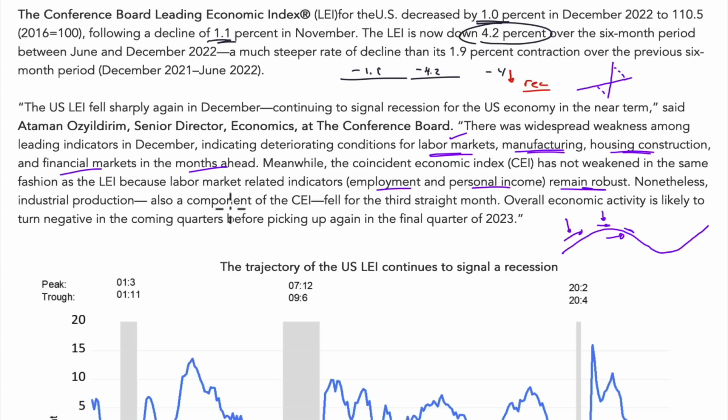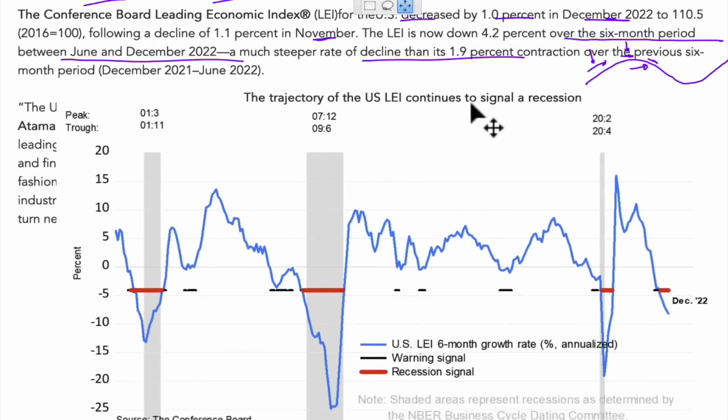Nonetheless, industrial production, also a component of the concurrent index or the coincident index, fell for the third straight month. Overall economic activity is likely to turn negative. That's an important line, right? Is likely to turn negative in the coming quarters before picking up again in the final quarter of 2023. So let's bring this chart up here. Let's bring it back up.